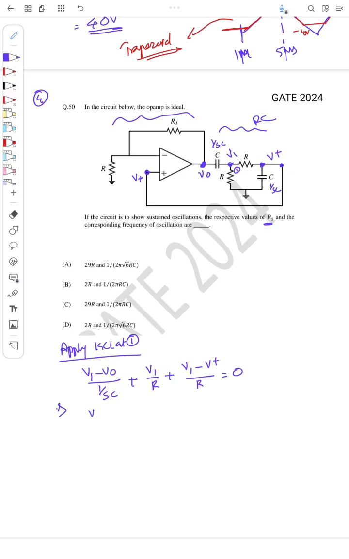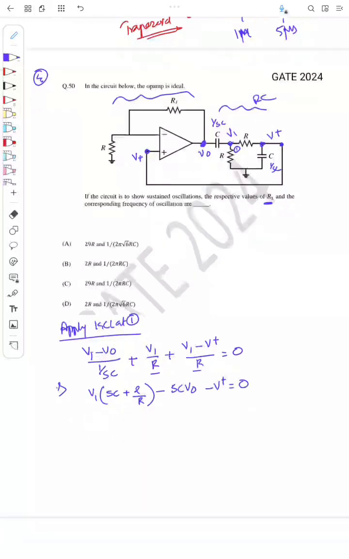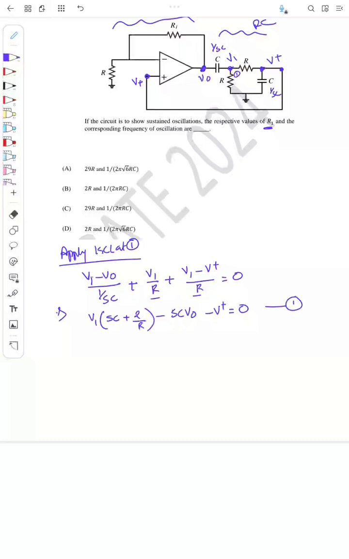So if I club the values of V1, I will get SC plus V1 by R plus V1 by R is like 2 by R, right? So I will get 2 by R. Okay, minus V0 by 1 by C, so SC into V0, minus V plus equal to 0. Okay, so this is equation 1.